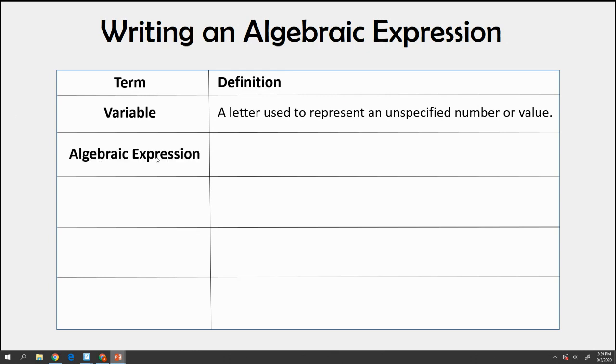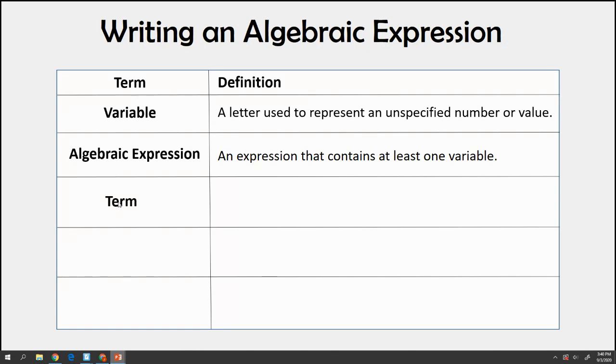An algebraic expression. Okay. It's an expression. Now, when I say an expression, we had a definition of expression yesterday. An expression is a math statement that involves numbers and operations. So now we're saying take that same concept, an expression that involves numbers and operations, and now we're going to put at least one variable in it. So now we're going to have a math statement that involves numbers, variables, operations. Okay, so we build on that.